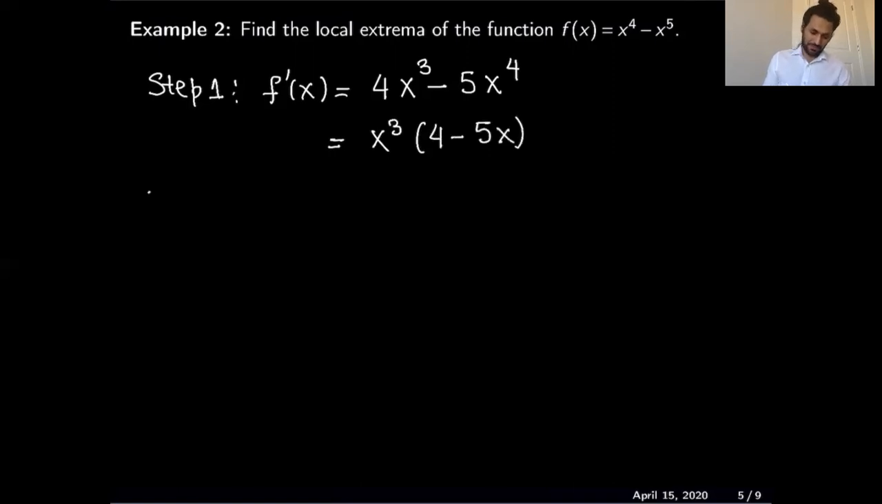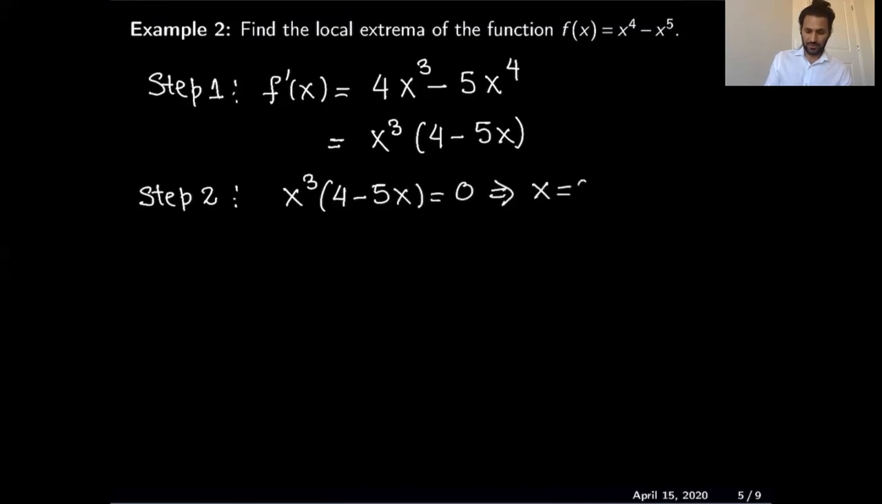And in step number 2, I will set this derivative equal to 0 to find the critical values. So x cubed times 4 minus 5x is equal to 0 gives me x is equal to 0 and x is equal to 4/5. So these are my two critical values.